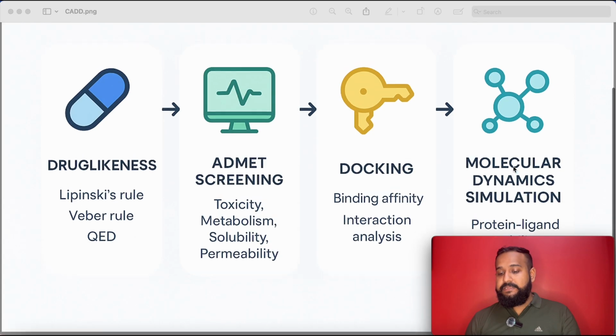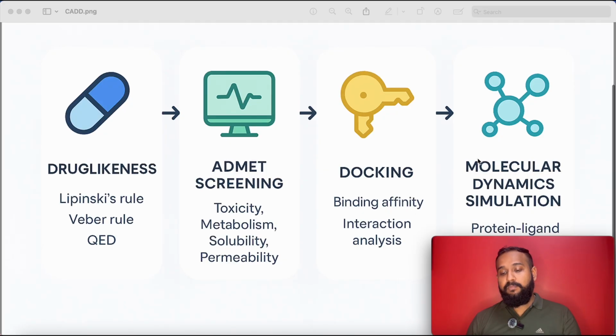Then post that you have your molecular dynamic simulation. I'm planning to come up with a dedicated video for this as well, because this is a subject by itself. You have your molecular dynamic simulation for your protein-ligand interaction, obviously, but here we will be taking all of the practical things into account, and we are trying to simulate human-like conditions. That is the main purpose of a simulation. That is how simulation works actually.